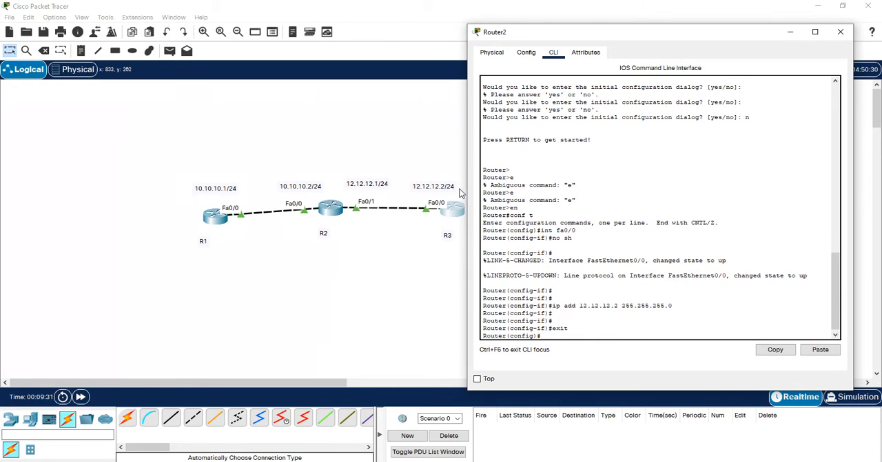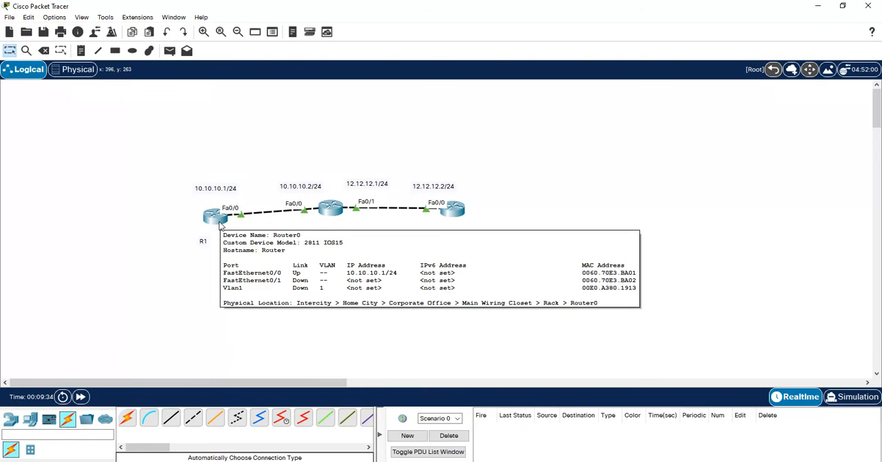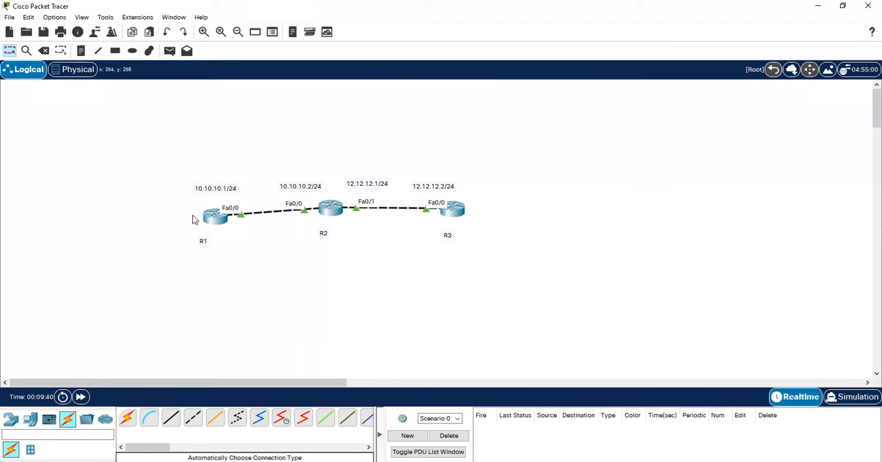So next step, we want to connect router 1 with router 3. So we should configure IP routing. But in the previous video we talked about static routing. Now we want to configure dynamic routing with OSPF. There are many dynamic routing protocols, and one of them is OSPF. OSPF is very easy.